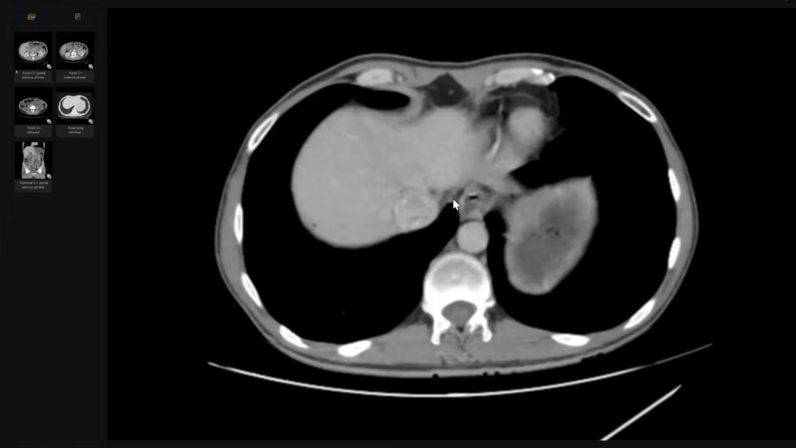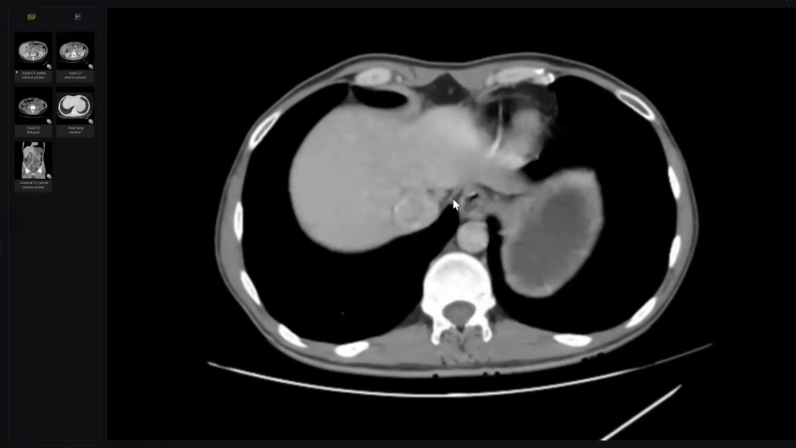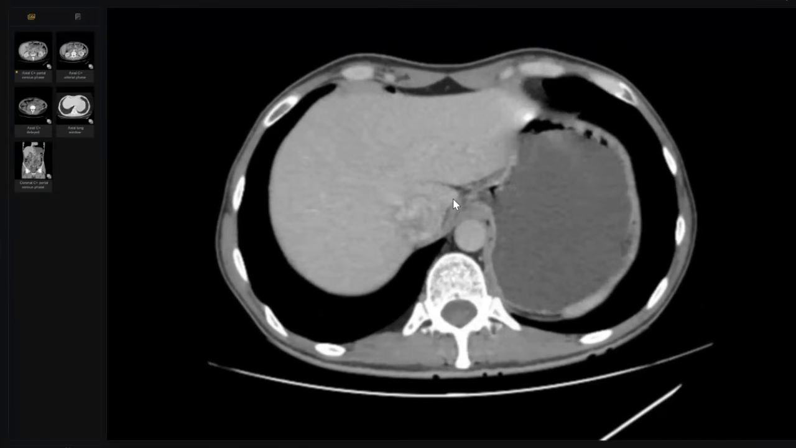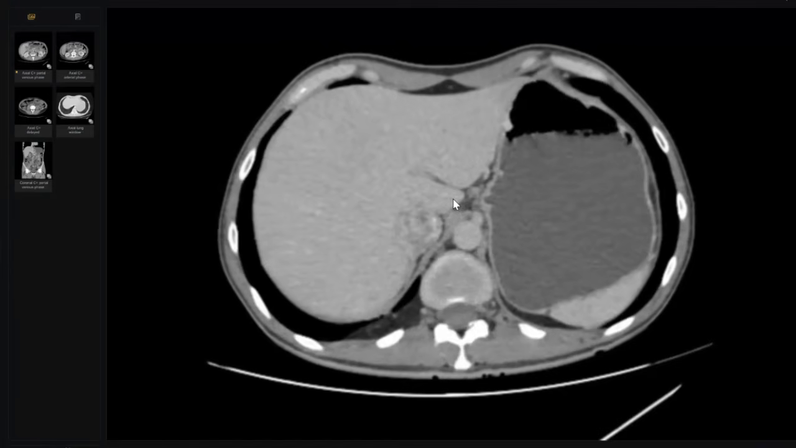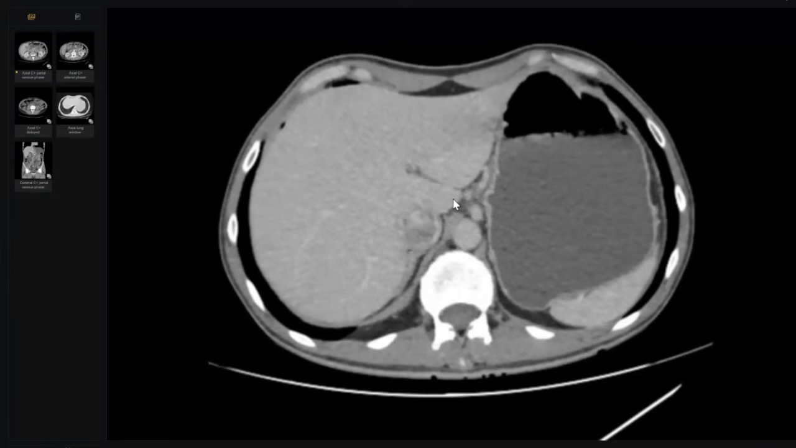Okay, esophagus looks normal, no adjacent air lucency. What's your final diagnosis, doctor? My final diagnosis is perforation at the second part of the duodenum, likely due to perforated ulcer.